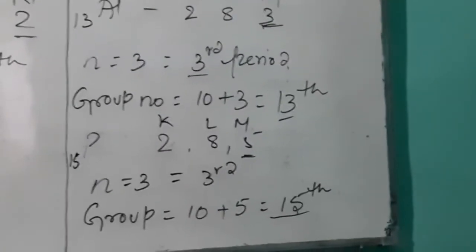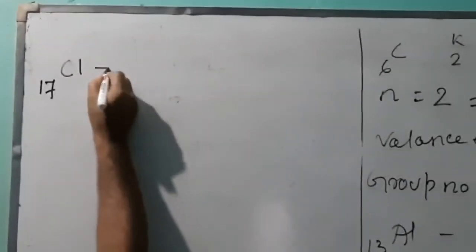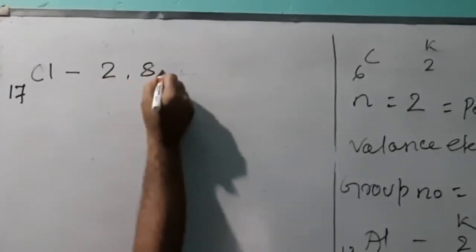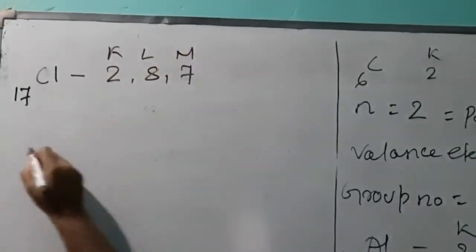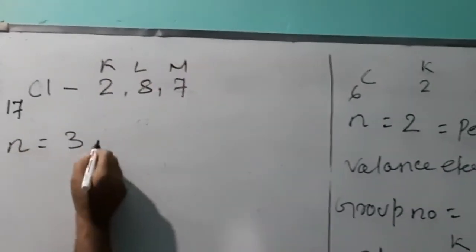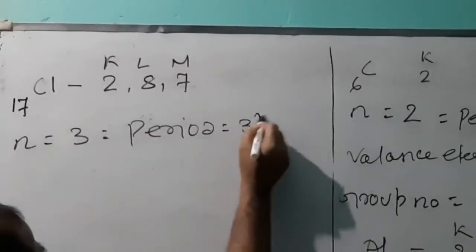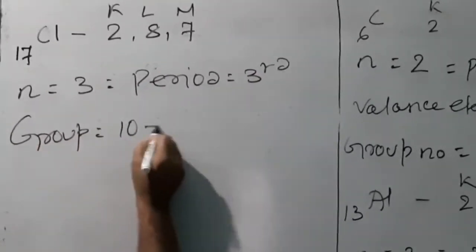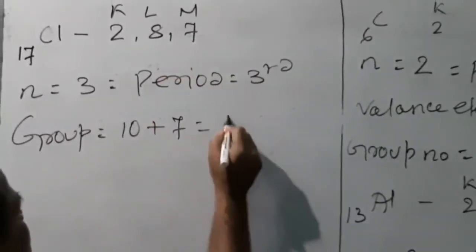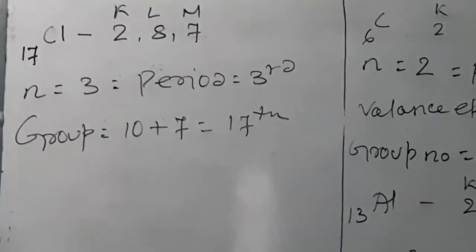Similarly, suppose chlorine 17. Now electronic configuration 2, 8, 7. K, L, M. So once again, number of shells 3. Period third. Now group is 10 plus valence electrons, 17th group. So chlorine belongs to 17th group.